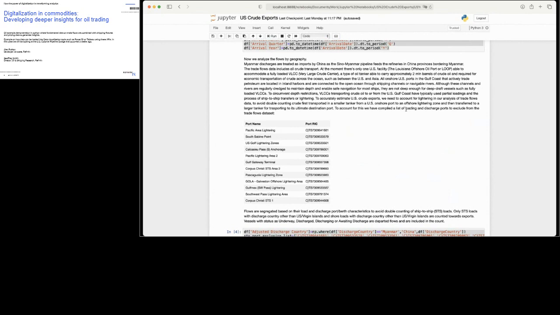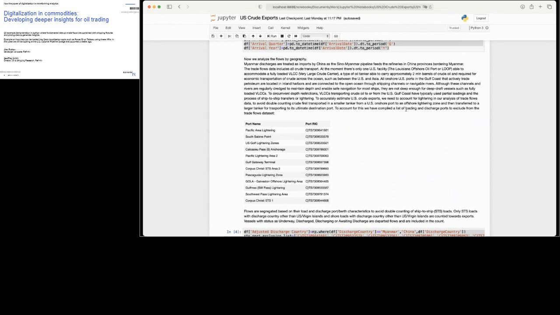The trade flows data includes all crude transport. At the moment, there is only one US facility, the Louisiana Offshore Oil Port, or LOOP, able to accommodate a fully loaded VLCC, or very large crude carrier, a type of oil tanker able to carry approximately 2 million barrels of crude oil, and which is required for long-haul economic transportation of crude across the ocean, such as from the US to Asia.